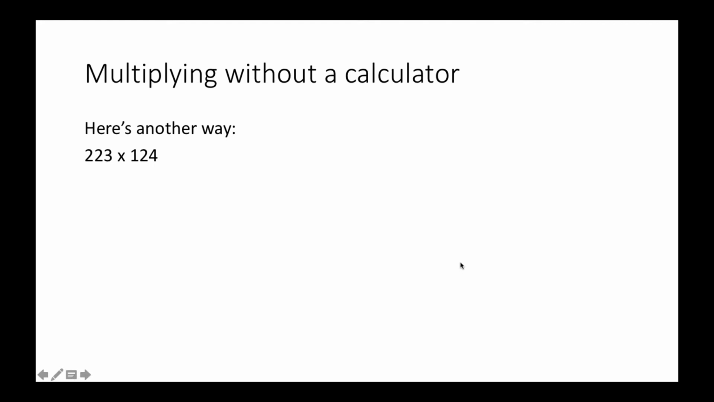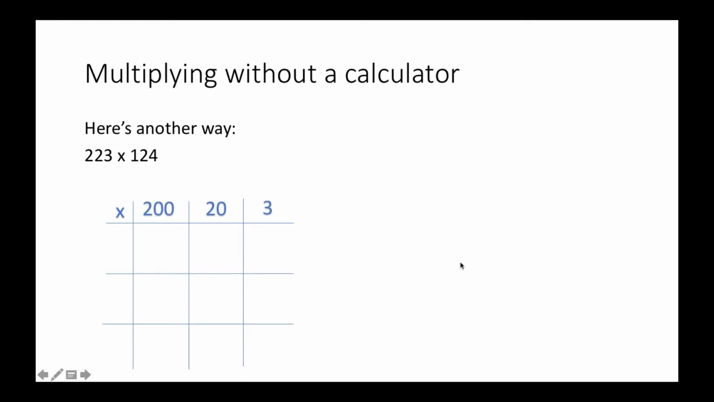Okay. So what I'm going to do now is show you another way to do multiplication without a calculator, and I'm going to use some bigger numbers for this. So I'm going to do the grid method first and then I'll show you a different way. So when we have hundreds, here we've got 223. So we need to split that into 220 and 3 and then 120 and 4. So we're splitting them out.